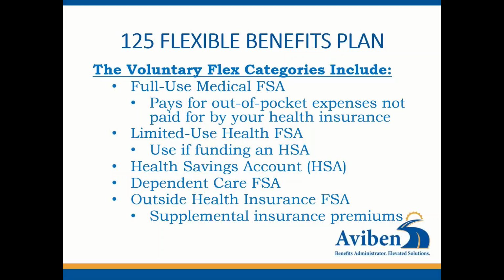So some of the voluntary categories that are available through a 125 flexible benefits plan include a full use medical FSA, which pays for out-of-pocket expenses that are not paid by your health insurance or any other type of consumer-driven health care. Limited use health FSA is for vision and dental expenses only, and you'll be using that category if you're contributing in the next category, which is a health savings account. Health savings account, dependent care flexible spending account, or DCAP is what they're called, for eligible daycare expenses, and then also outside health insurance FSA, which is only eligible for supplemental insurance premiums.